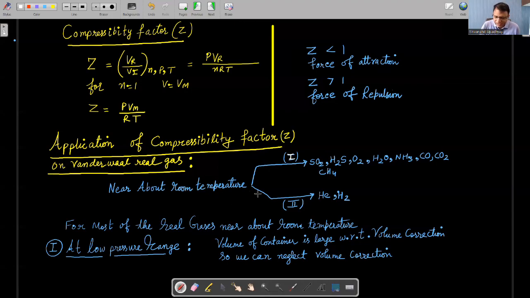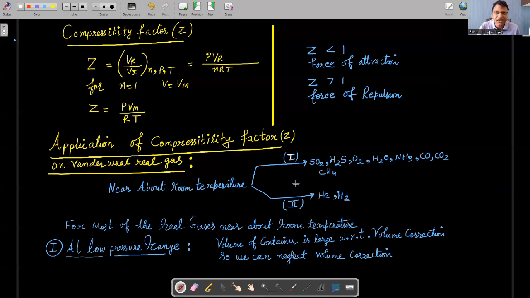And there is another category, hydrogen and helium gas at room temperature. Room temperature is above their Boyle's temperature. If a gas is above its Boyle's temperature, there are repulsive forces. If there are repulsive forces, then we can say we cannot liquefy the gas. So that's why we have divided these gases into two categories.